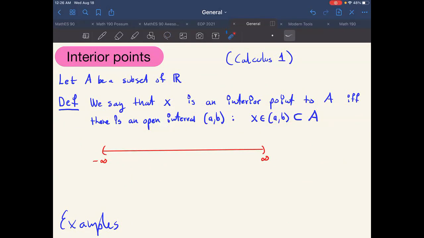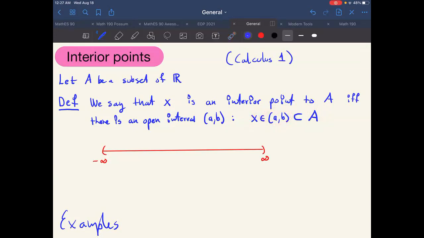The way I like to explain this is the following. This is what I call an envelope. So we say that x is an interior point of A if you can put x inside an envelope, and that envelope is inside the set A. You see what I mean? If A contains an envelope that contains x, you can say it like that.